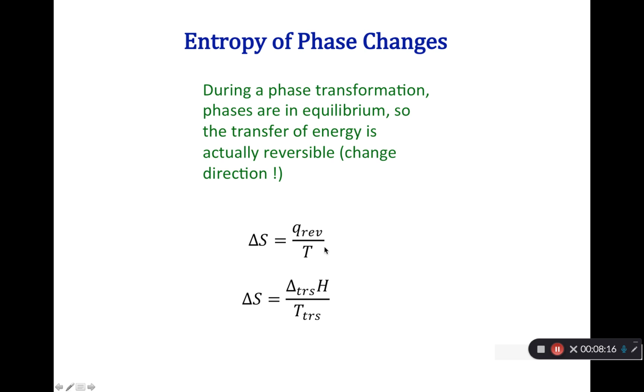But since temperature is constant, you can integrate this equation and say that the change in entropy is equal to the reversible heat transferred. And since this phase transition is occurring at constant pressure and temperature, the heat transferred is equal to the enthalpy of the transition. This transition could be melting or vaporization, divided by the temperature of the transition. So this is how you can calculate the change in entropy of a phase transition.